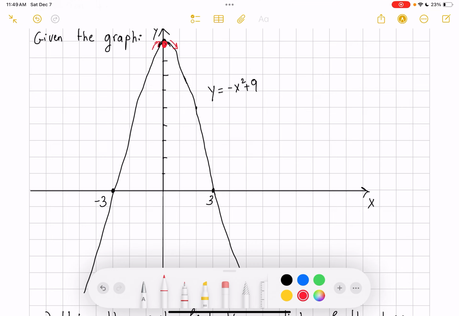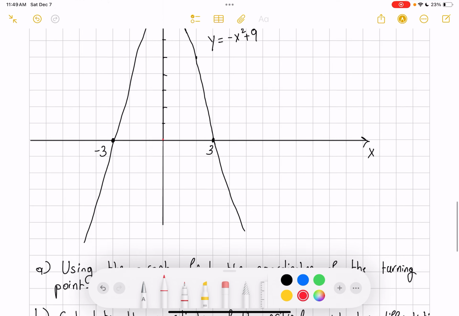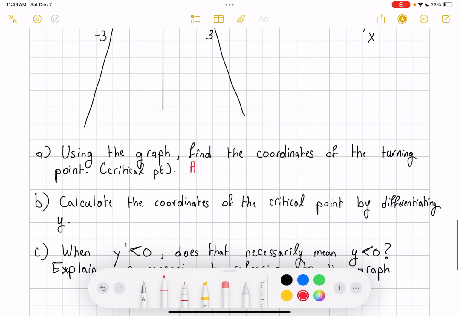The x value of this point is 0, and the y value is going to be 1, 2, 3, 4, 5, 6, 7, 8, 9. So it's going to be 0, 9. So according to the graph, the critical point is 0, 9.